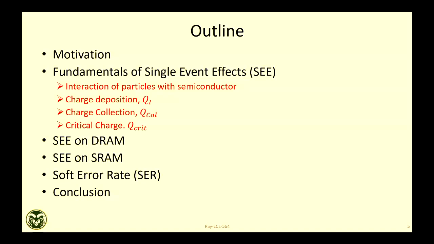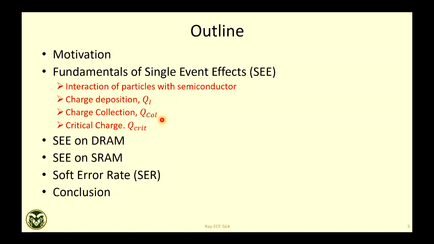We'll talk about the physics of single event effect, more specifically, these three charge terms. There is a charge deposited because of a heavy ion passing through your device. How much charge is deposited? We'll talk about that with equations. Then, how much charge is collected by the device, because most of the time we are talking about a MOSFET, right? So the MOSFET will collect this charge that is deposited by the heavy ion passing through it.